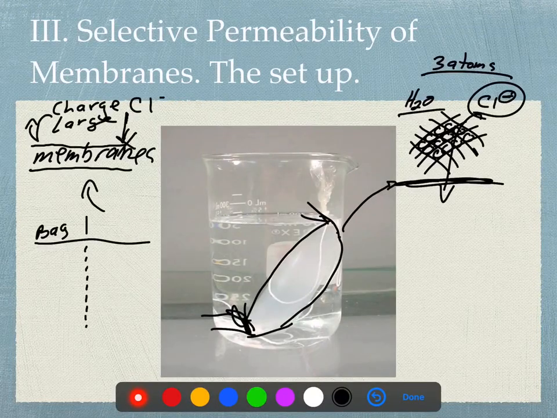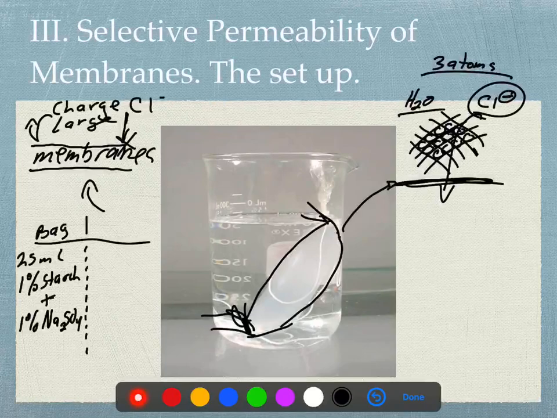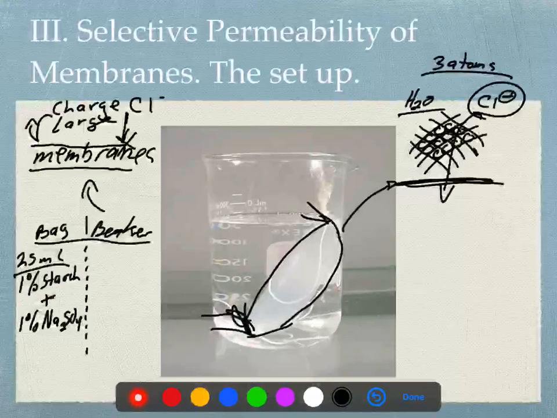All right, so the bag in this case would be filled with 25 milliliters of a solution that's mixed. The mixed solution contains 1% starch, and it contains 1% sodium sulfate. All right, so that's a mixture, right? We would just pour it right into the bag.